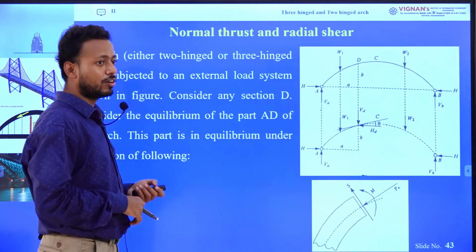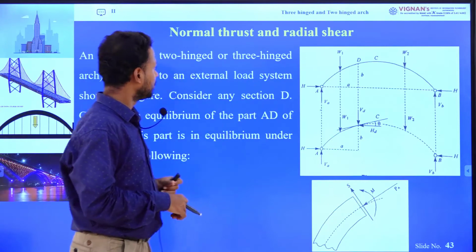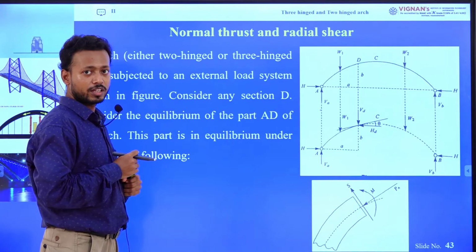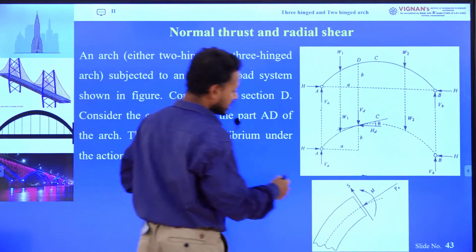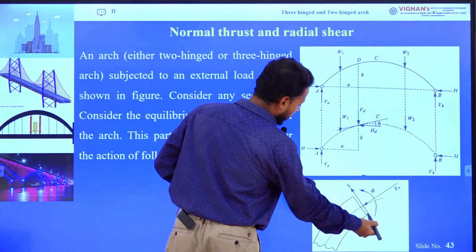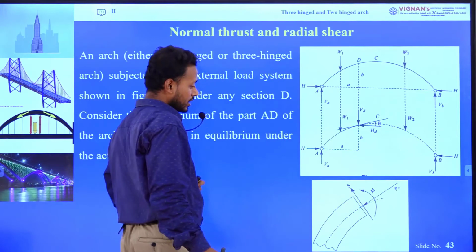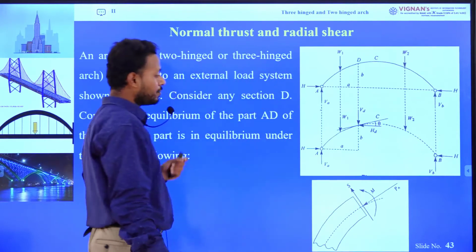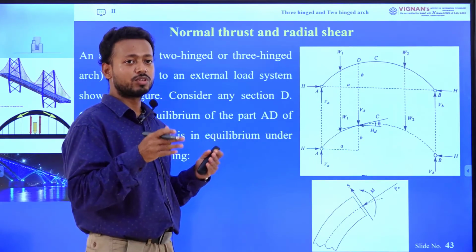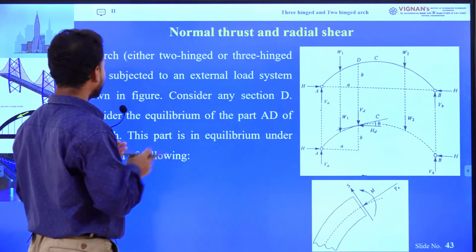Now we will discuss the normal thrust and radial shear. In the earth system, there are many forces acting. One force is along the axis of the arch, another force is parallel to the cross-sectional plane of the arch. Many other forces will be acting: there is bending moment, shear force, and torsional force. So those forces we will analyze.